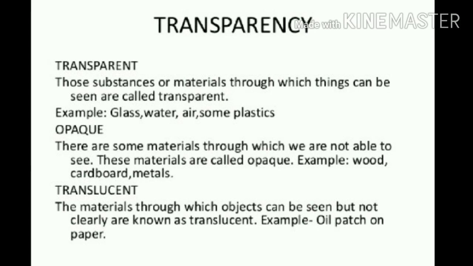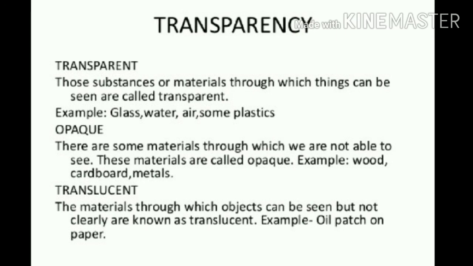So plastics also. The second one is opaque. There are some materials through which we are not able to see. These materials are called opaque objects. For example, wood, cardboard, and metals.